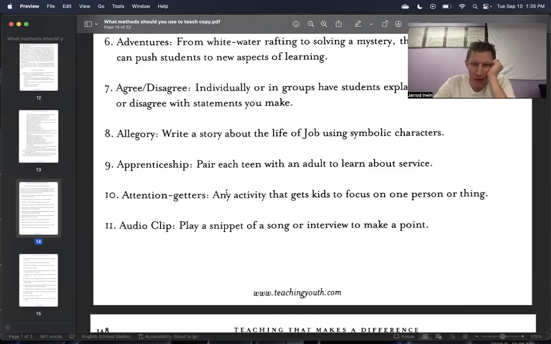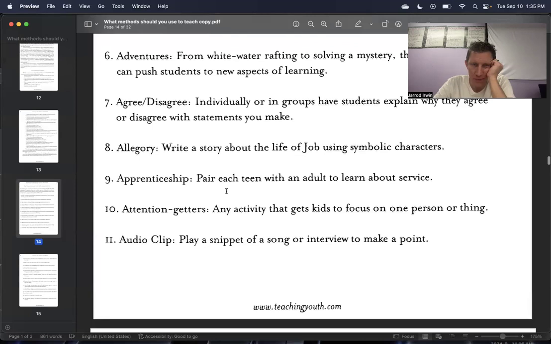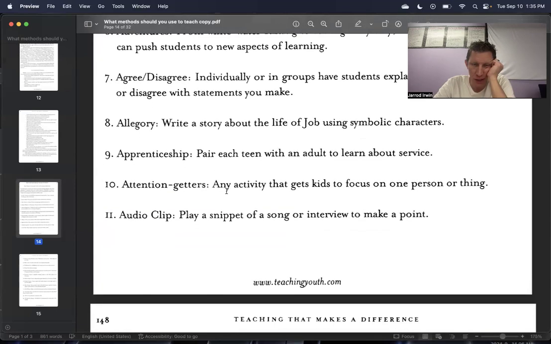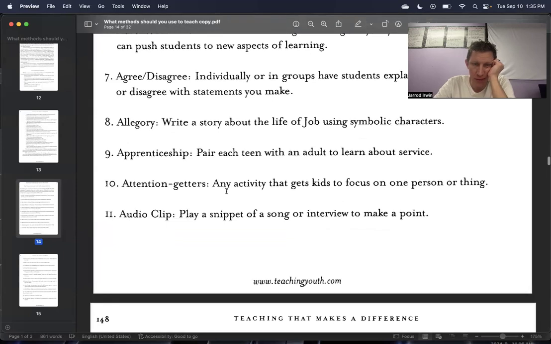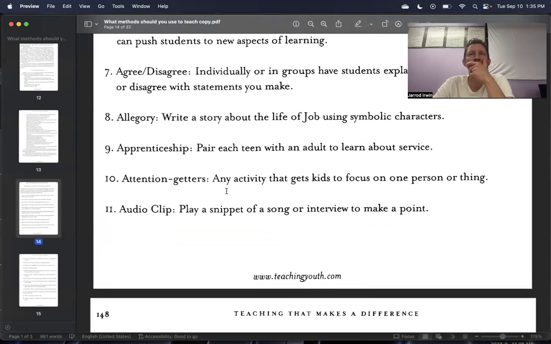Allegory: write a story about the life of Job using symbolic characters. So that would be fun. I've actually wanted to do that and tried a couple times. Wouldn't that romantic book be like an allegory? No. Well, there's a lot of symbolism. Yeah, but allegory is more of a story. Like Pilgrim's Progress. Oh, yeah. Okay. That's an allegory.